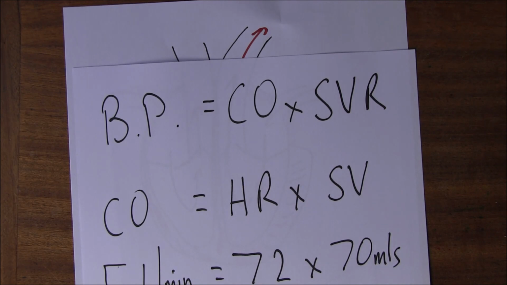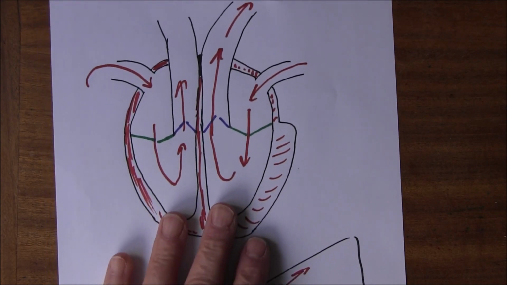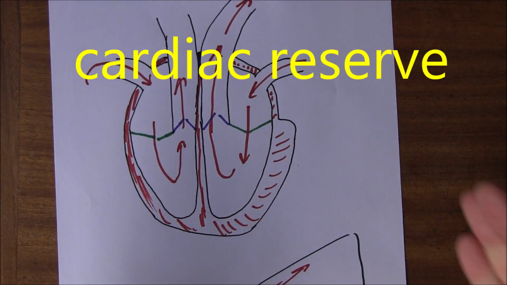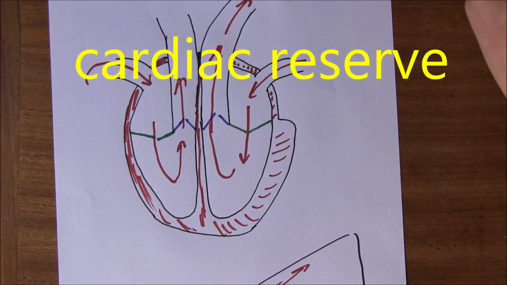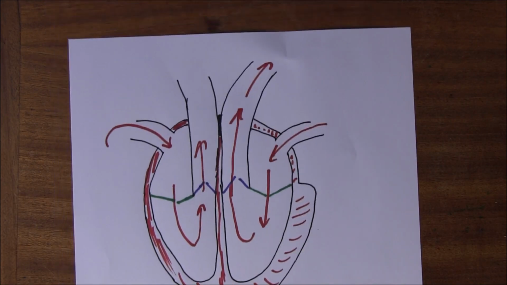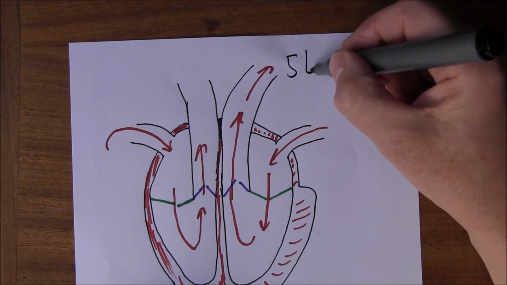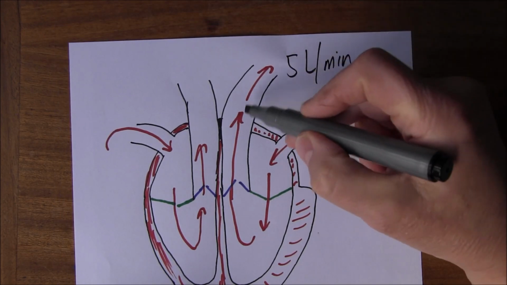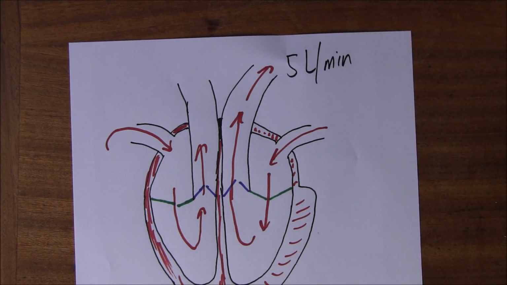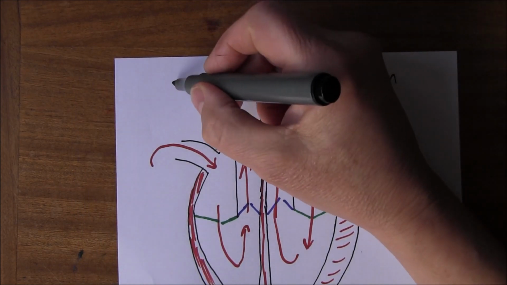And just before we go on to look at regulation, I think I'll mention the idea of cardiac reserve. So here we have the heart beating at rest, generating our 5 litres or so of cardiac output. So there's going to be about 5 litres coming out of here a minute, coming out of the aorta into the systemic circulation. And of course, it's got to be the same on this side as well. There's also 5 litres a minute coming out of the pulmonary artery.